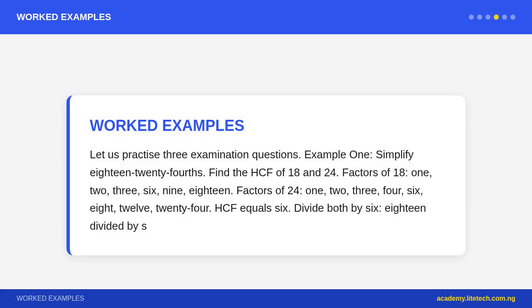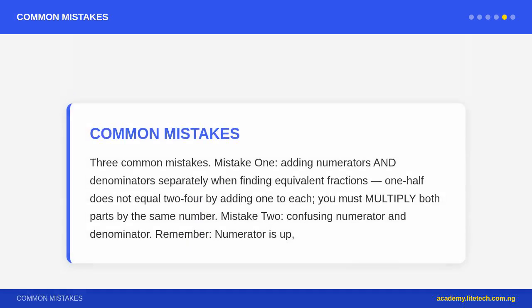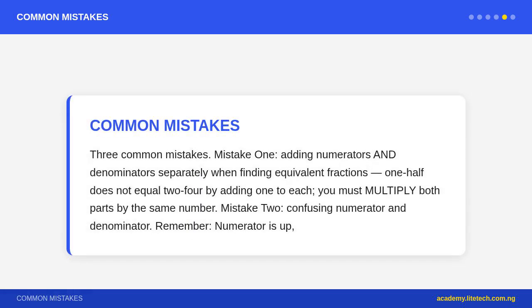Example 2, find a fraction equivalent to 2/3 with denominator 12. We need to multiply the denominator 3 by 4 to get 12. So we multiply the numerator 2 by 4 also. 2 times 4 equals 8, 3 times 4 equals 12. Answer: 8/12. Check, 8/12 simplifies to 2/3. Correct.